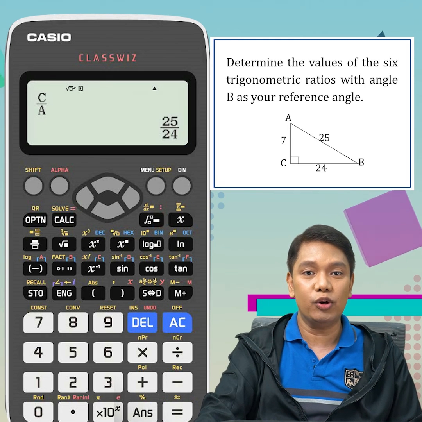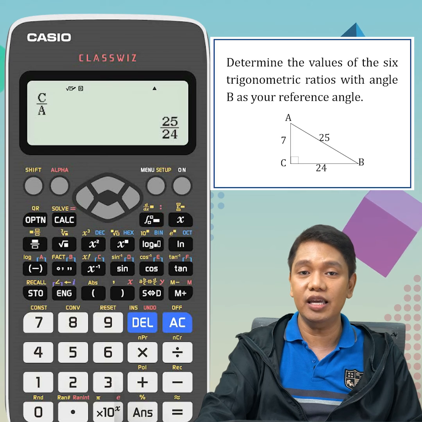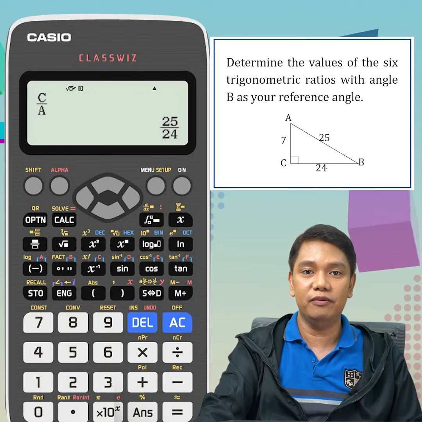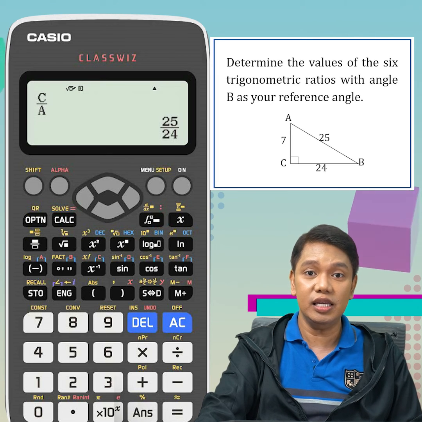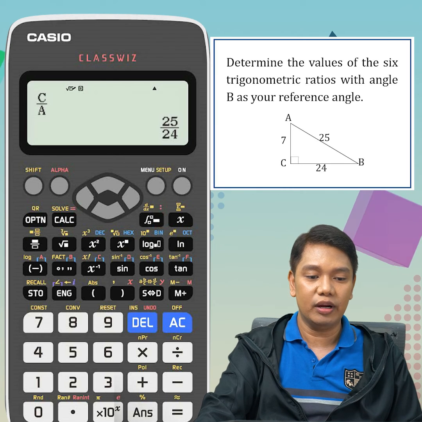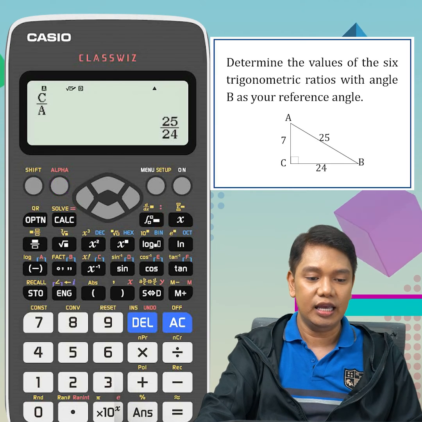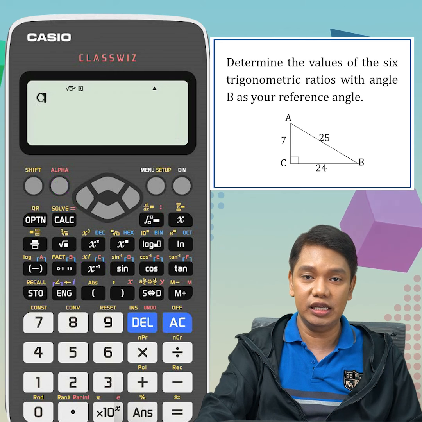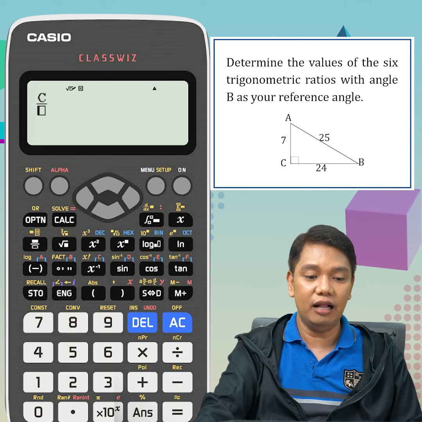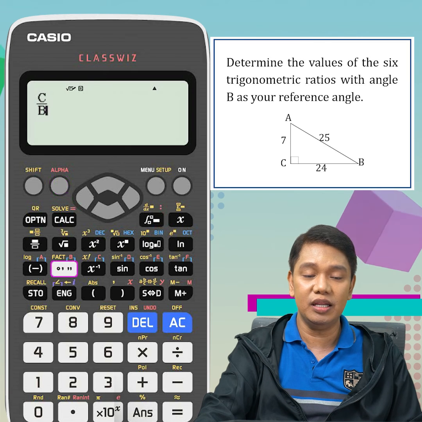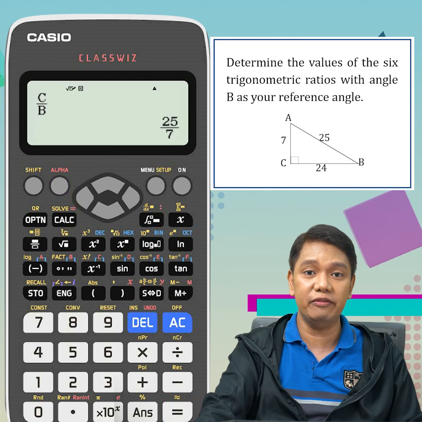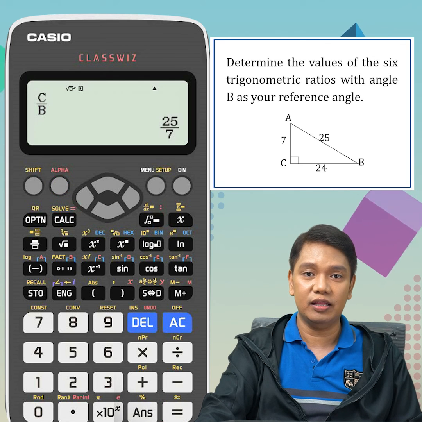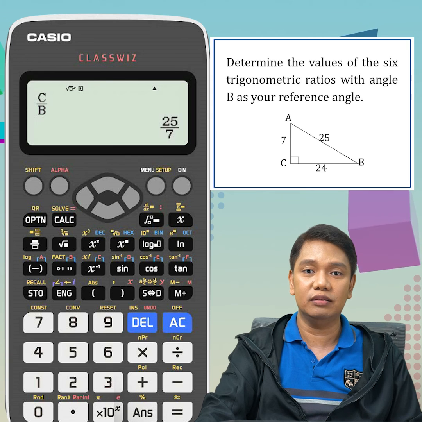And lastly, for cosecant of B, that is the inverse of sine. Sine is B over C, therefore our cosecant is C over B. Using our Casio Classwiz, press alpha and then the inverse button for C, and then the fraction bar, and then alpha once again, and then the degree, minute, second button for variable B. Pressing equals, we have 25 over 7, and that is your cosecant of B.